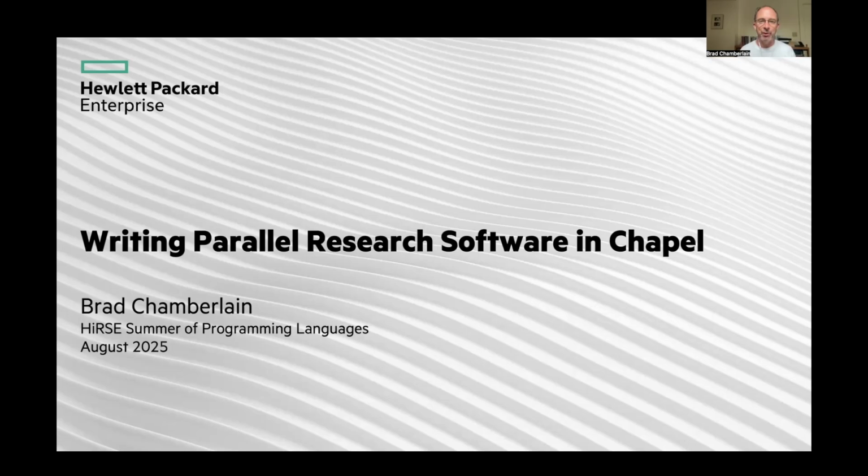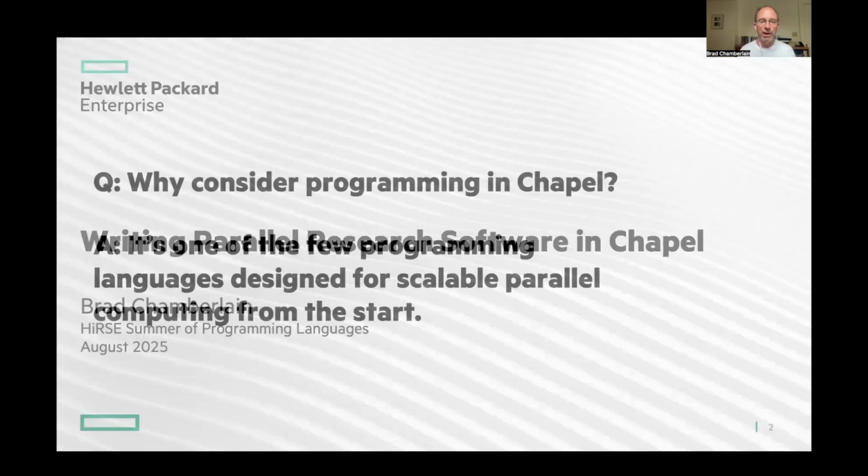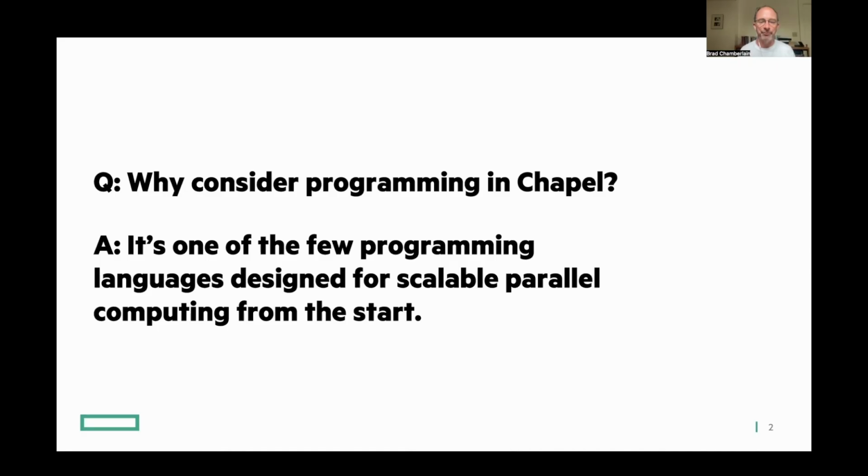I think of the main point of this series as being to answer the question, why would someone consider using this language rather than all the other languages in the world? So starting with that, why would one consider programming in Chapel? The very short answer is that it's one of the few programming languages that was designed for scalable parallel computing from the start. The rest of this talk will give an answer in more detail and tell you more about what Chapel is. Before I get too far, though, I want to define my terms.